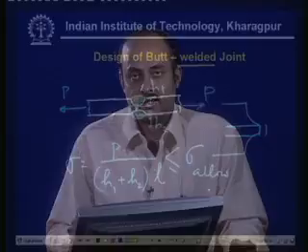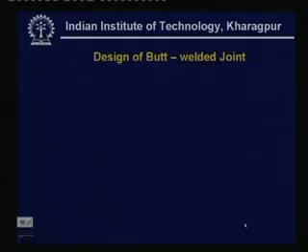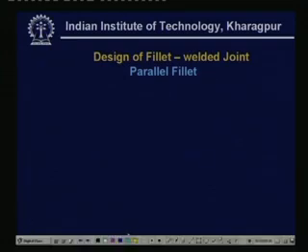Now, it is very simple, the butt welded joint. When we come to the complicated case, the complication arises because of the typical shape of the weldment. Let us now go to the next topic, that is the design of fillet welded joint. Now, we consider the parallel fillet. If you remember, parallel fillets.